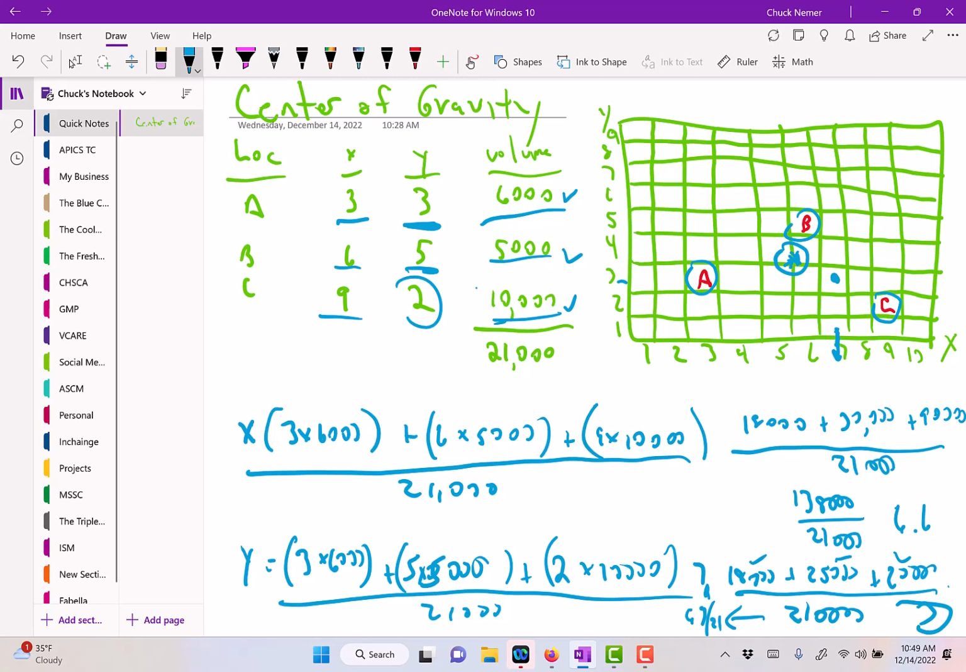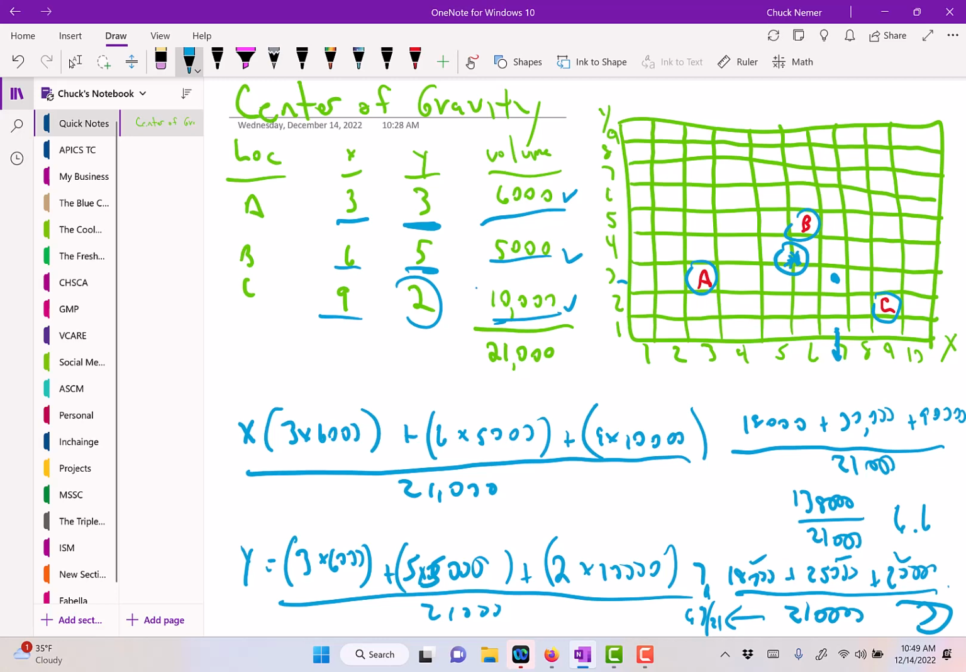Now again, you could do it based on dollars, time, whatever characteristics you wanted to. This one we just did on volume. And so that would be the center, not geographically, but weighted based on volumes.